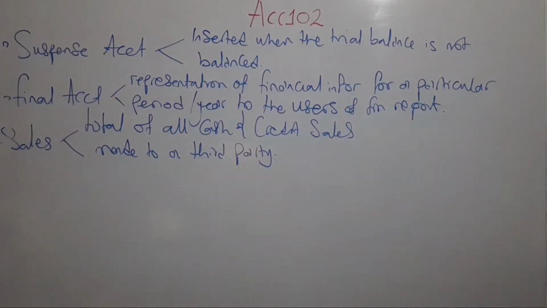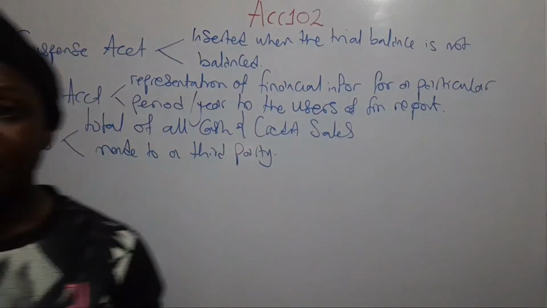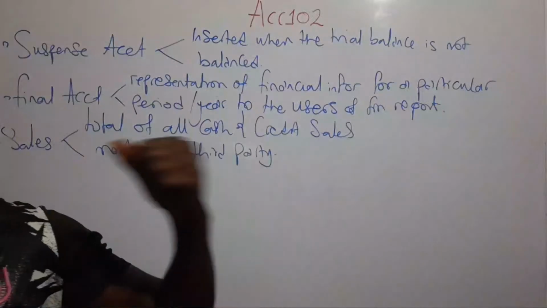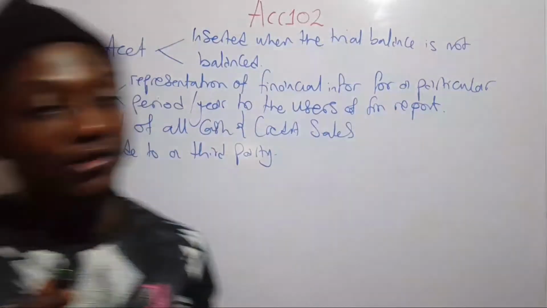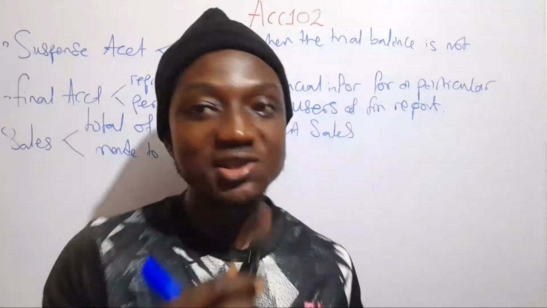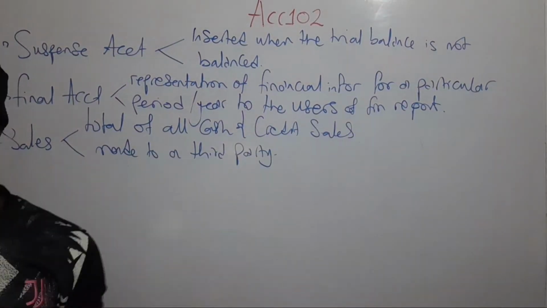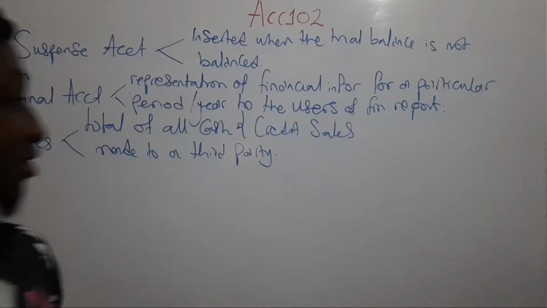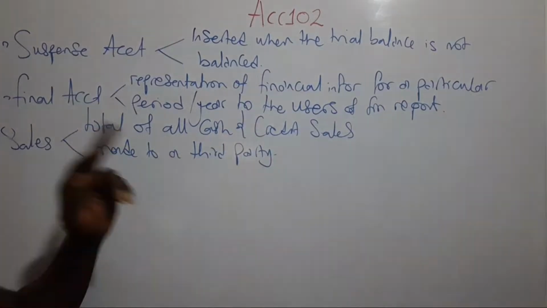So it could be you are giving in credit, or you are receiving in credit, or you are selling in credit, or you are selling in cash. It could be you are purchasing, paying in cash, which means the person selling is receiving in cash. But if you are purchasing on credit, that means the person selling is selling on credit. So it's basically two things: cash or credit. Are we together? So, the total of all cash and credit sales made to a third party, we have that as sales.